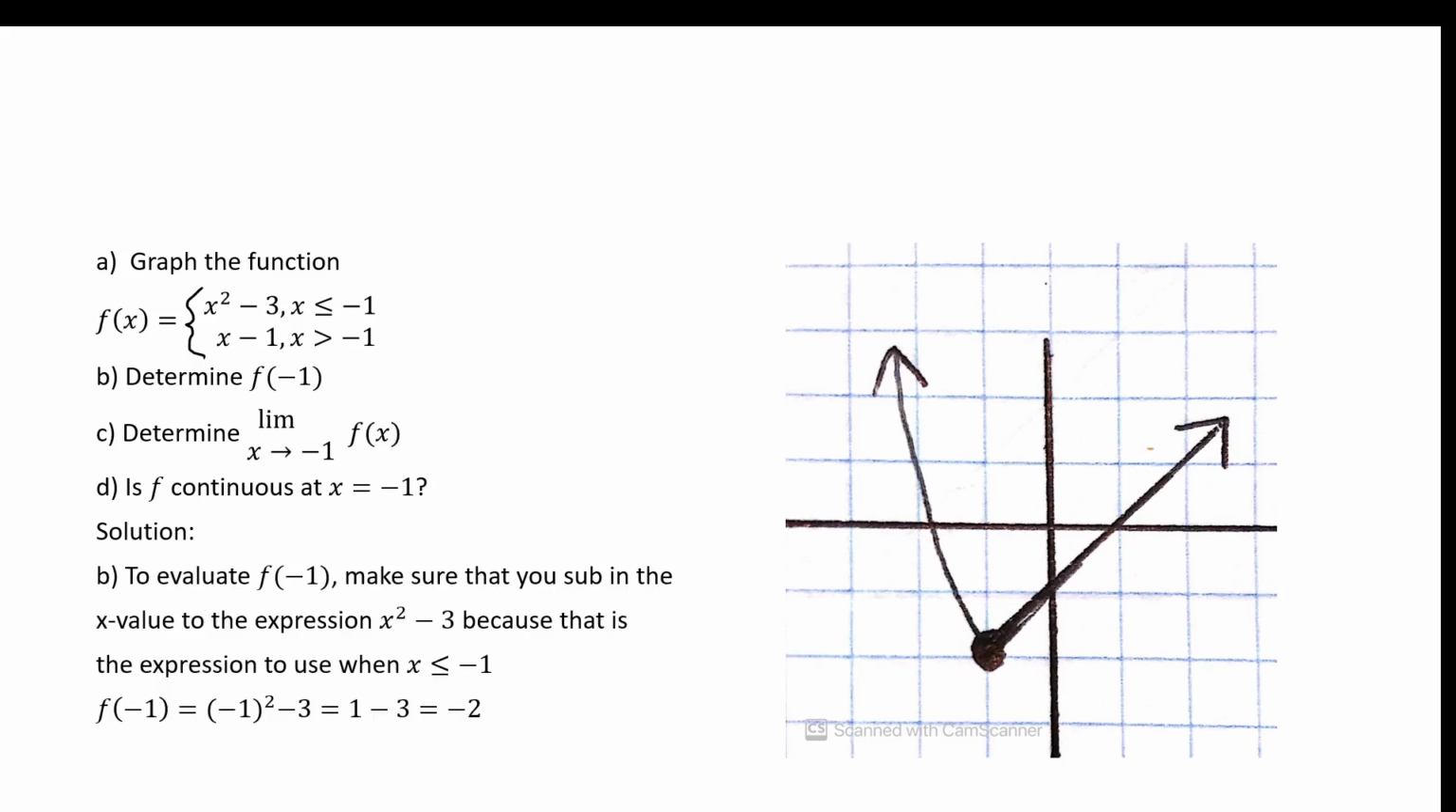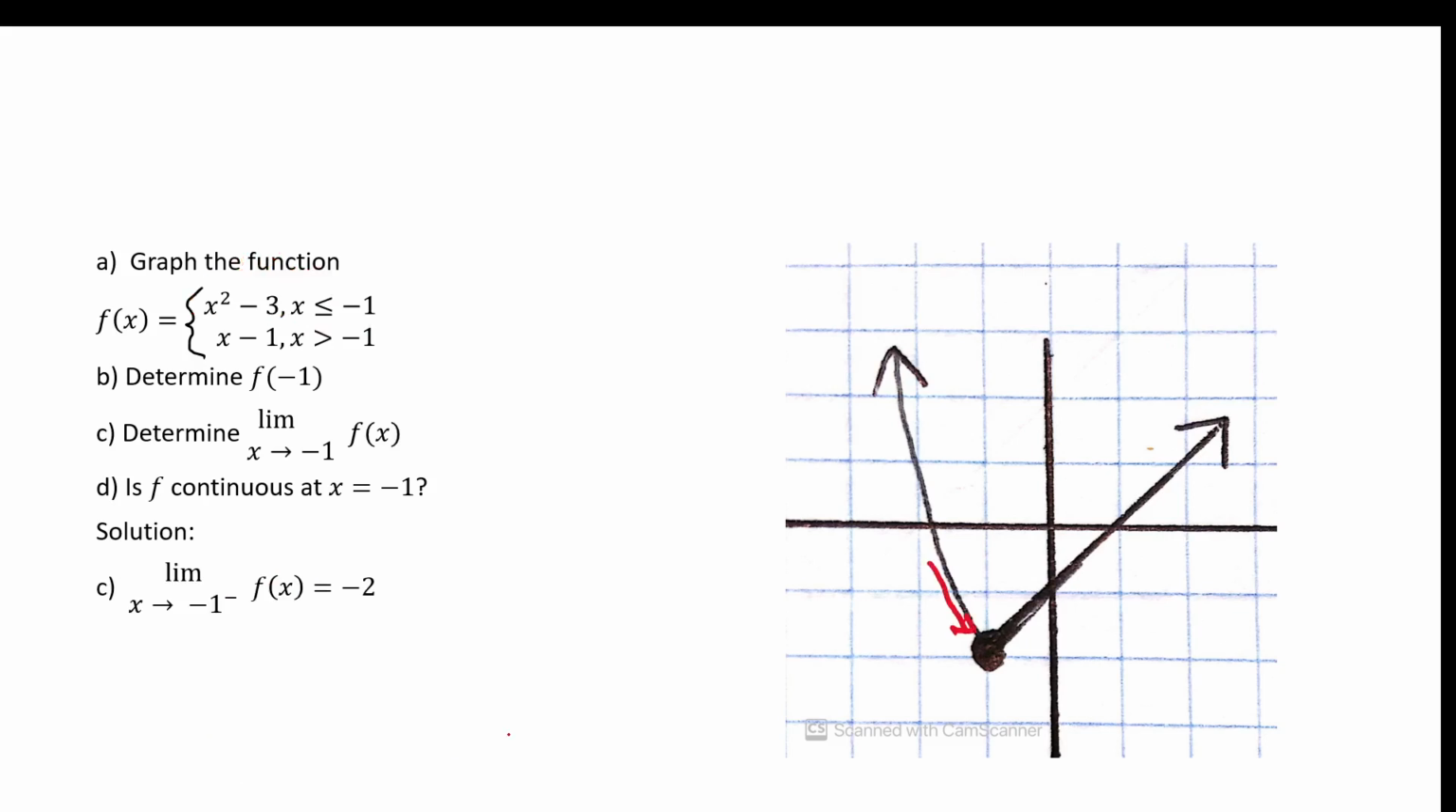Now in part B, we want to evaluate f at -1, and technically it's important that we plug it into the appropriate function. X equaling -1 belongs to x squared minus 3 because that's where x is less than or equal to -1. So -1 is part of that domain, so we plug it into the x squared minus 3 part. That means f at -1 is simply (-1) squared minus 3, which is -2. We've answered part A and part B.